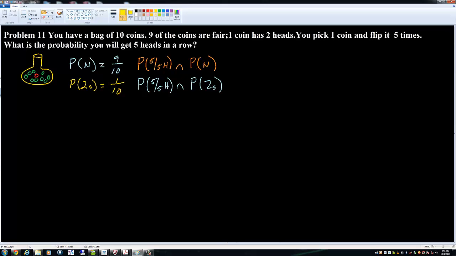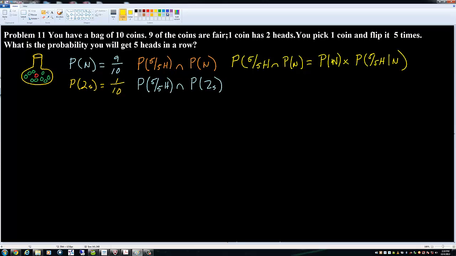Let's look at the normal coin. What is the probability of getting 5 out of 5 heads given that we picked the normal coin? Well, the way that is written, what is the probability of getting 5 out of 5 heads and picking the normal coin? That will equal the probability of picking the normal coin times the probability of getting 5 out of 5 heads given that we picked the normal coin.